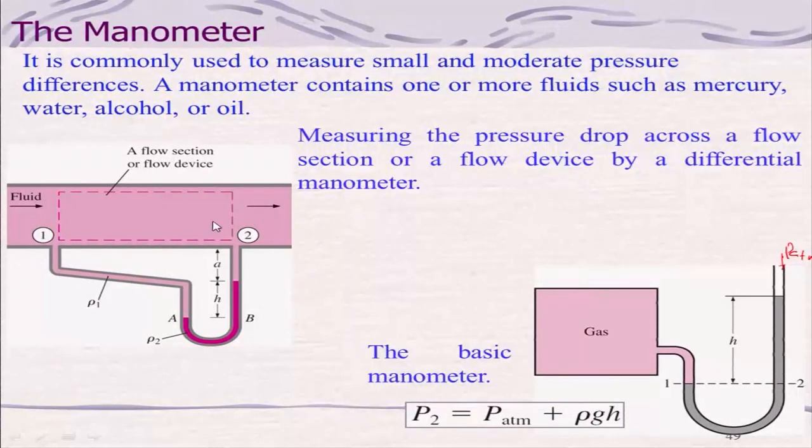Let's say if it is water, then it can be mercury or alcohol or some other things, right? Of course, it will be difficult to have alcohol. And if it is air, you can use water here also, right? And let us look at what we will have to calculate.